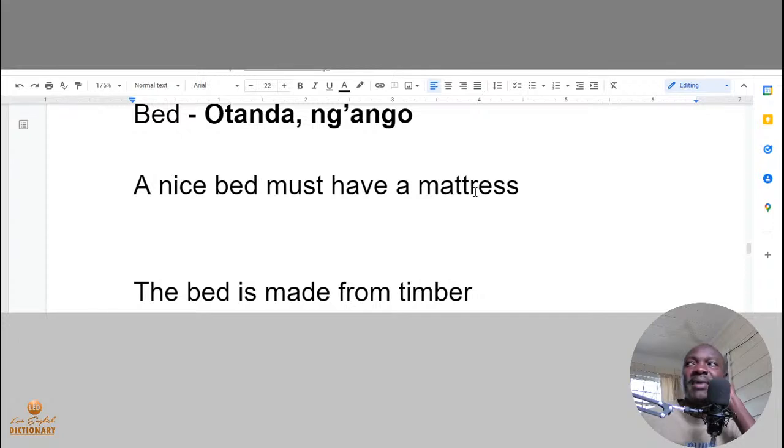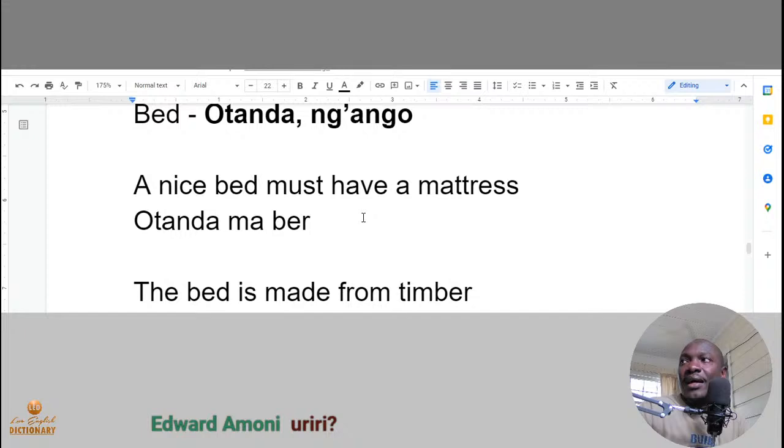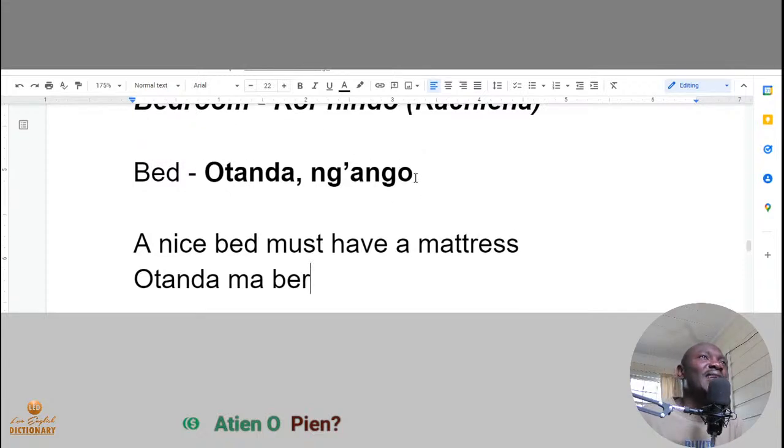So a nice bed must have a mattress. And mattress, I don't think we had a mattress during my great-grandfather's time. So we just carried the name mattress. Edward, wacho ni en uriri. Yeah, that might be, I don't know. So, a nice bed must have a mattress. Otanda ma bed. Atieno, kapod intiere, nyisa ni ka kitand gine itulungo nang. Pien. Oh, pien. Okay, I will take pien.